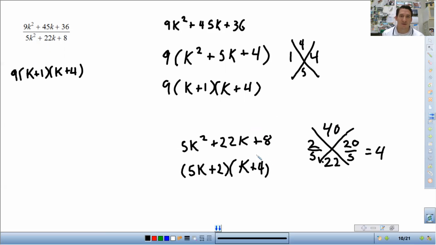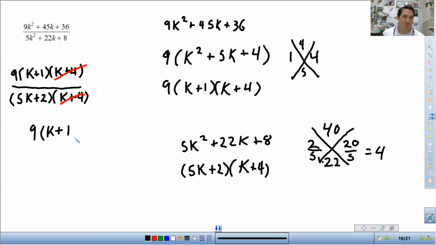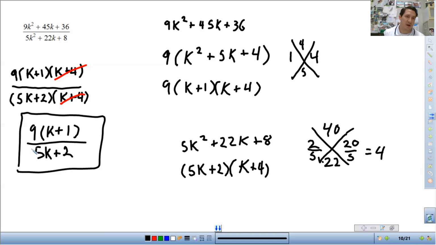I should just use x's. These k's, I don't like them. Whatever. 5k plus 2 times k plus 4. Now cancel out common factors. K plus 4 and k plus 4 are gone. So I'm left with 9 times k plus 1 all over 5k plus 2. Whew. A lot of factoring going on in that problem.